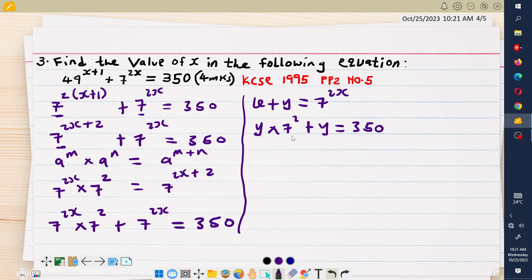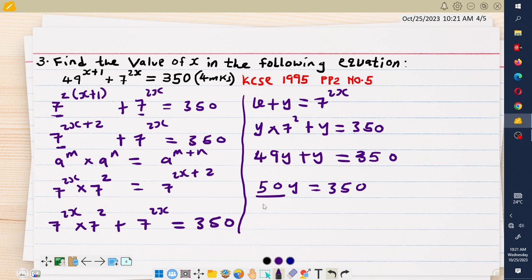So 7 squared is 49, so this is 49y, then of course plus y is equal to 350. So after getting 350, of course I'll add the like terms. So 49y plus y, you are going to get 50y. So I'm going to have 50y being equal to 350.